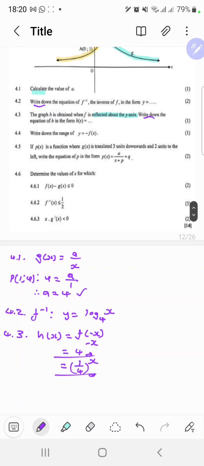That's why it's just 1 mark. So you can leave it here. It's not a big deal. You can bring it down here. It's still okay.